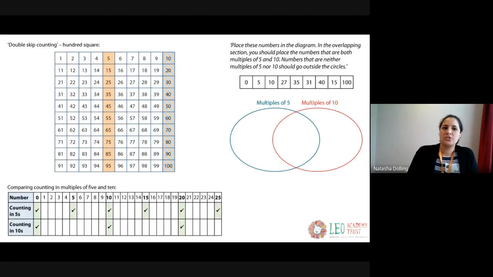Spotting patterns on 100 squares. I'm sure we've all done this, especially with the 5 and the 10 times table. It's super obvious, but equally valuable for the times tables that come later as well. There are patterns with every single times table when looking at a 100 square.